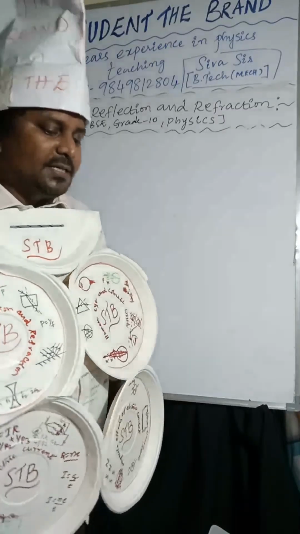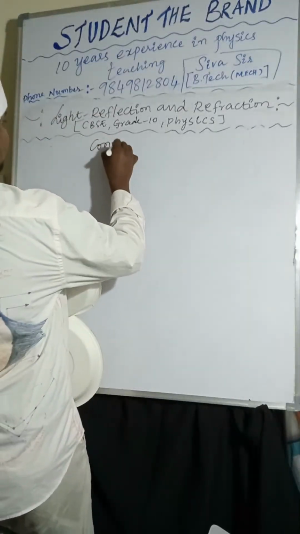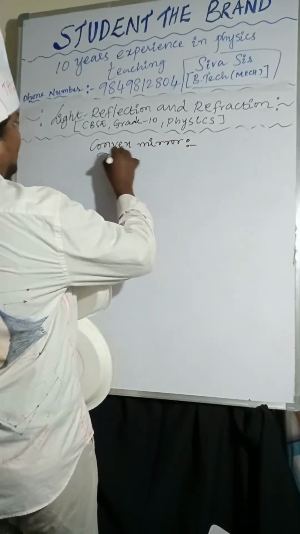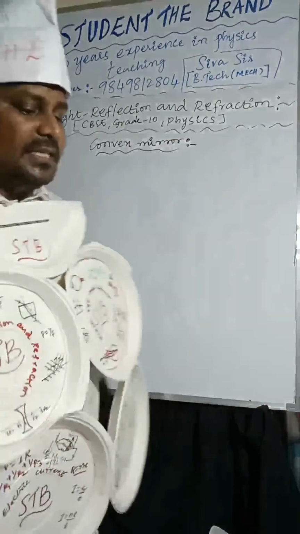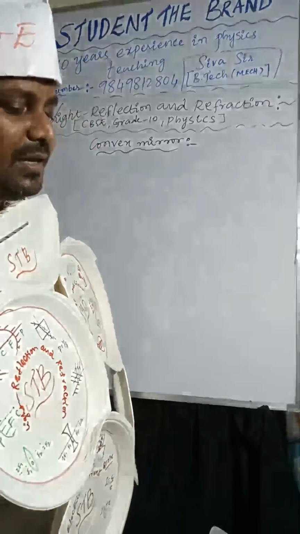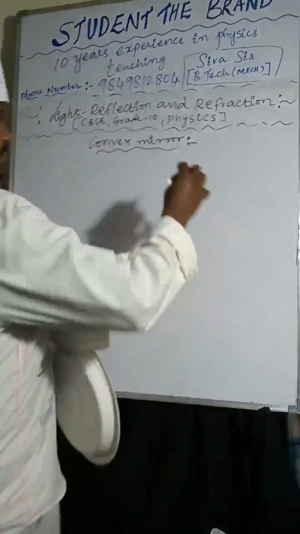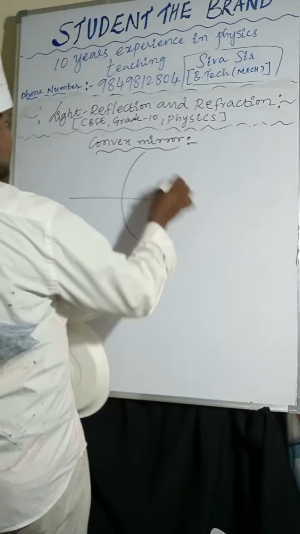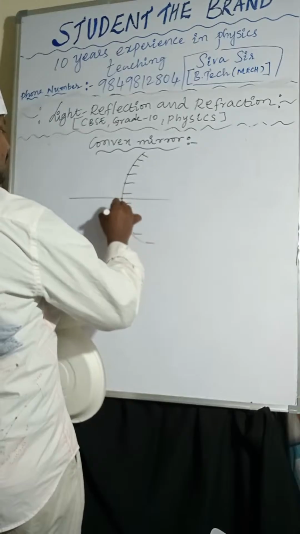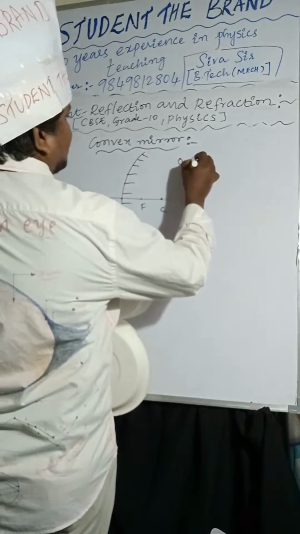Here I'm considering a convex mirror, image formation by convex mirror. In this mirror, only two cases are there. One case is the object is placed at infinity. I'm taking the convex mirror like this. This is the pole, focus, and center of curvature. The object is placed at infinity.